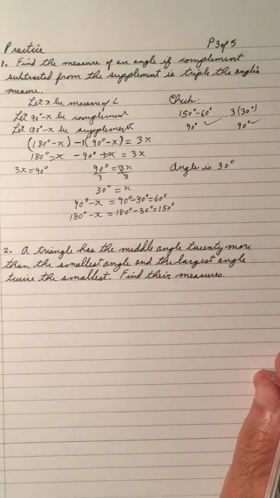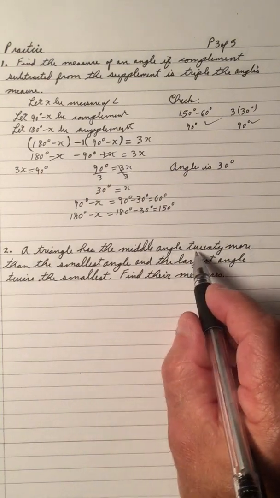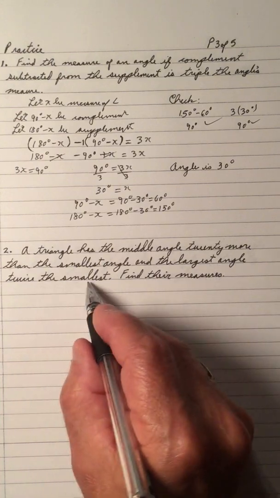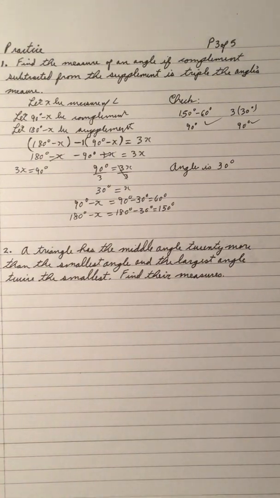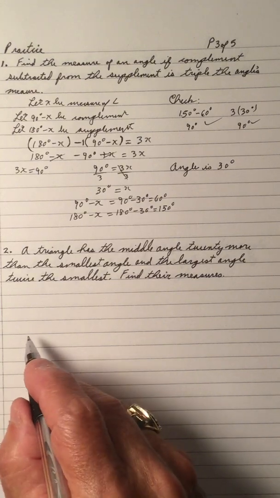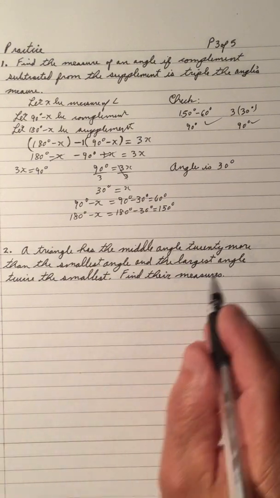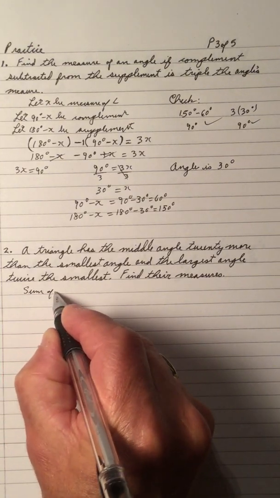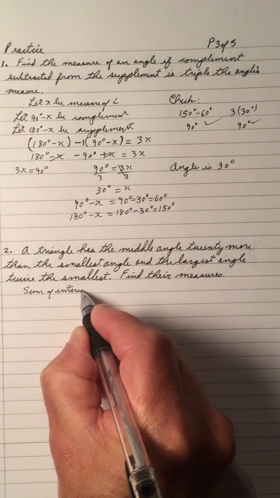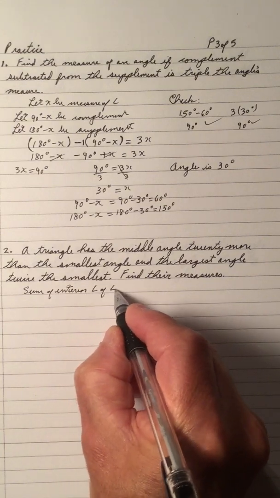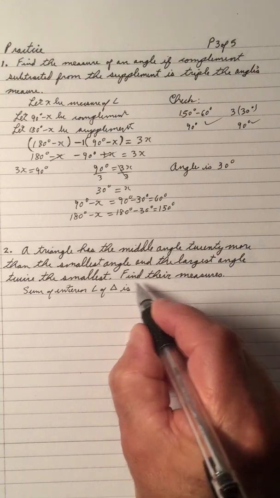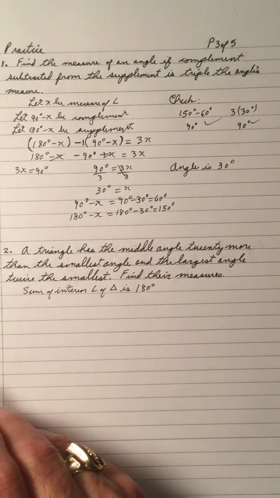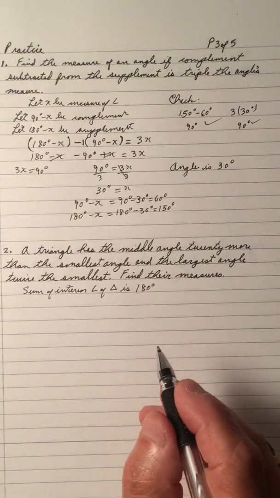Measure of the angle. Number 2, a triangle has a middle angle 20 more than the smallest angle. The largest angle is twice the smallest. Find their measures. Okay. Let's see. What do we have here? Angles of a triangle. So we know that the sum of the interior angles of a triangle is 180 degrees. So we have to keep that in mind. The angles of a triangle add up to 180 degrees.